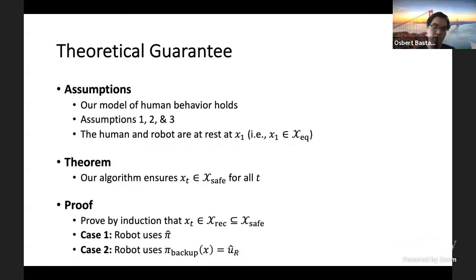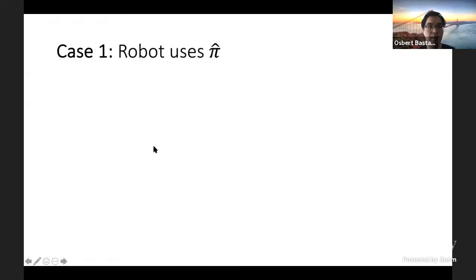As before, we have two cases that we need to deal with. The first case is that the robot uses the optimal policy pi hat. The second case is that the robot switches to the backup policy pi backup, and in this case it's just using the robot backup action. The first case is the really complicated one.